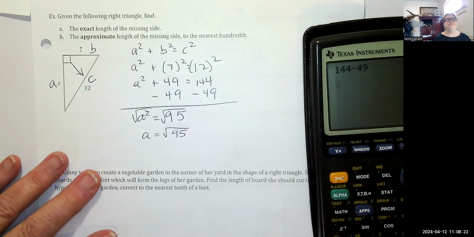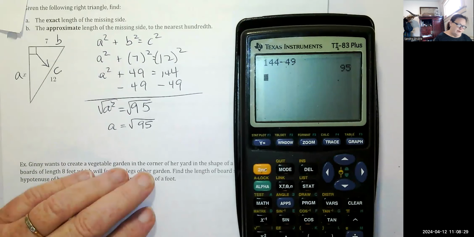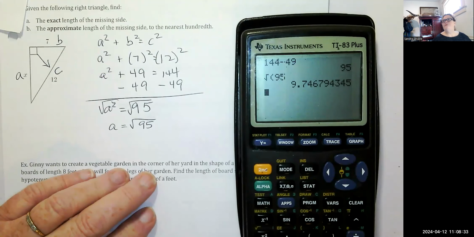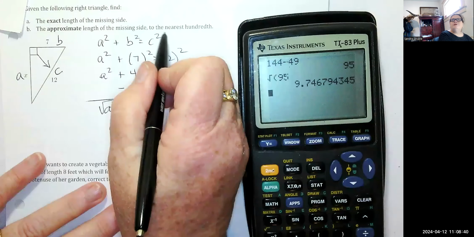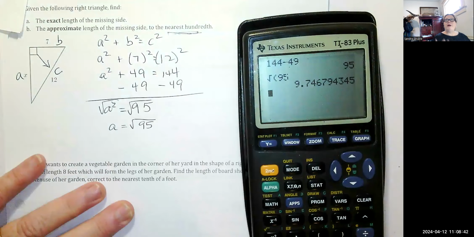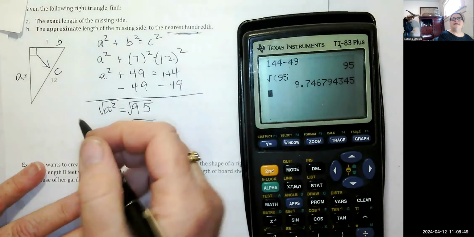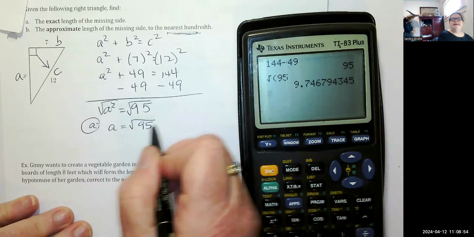So when we take the square root of 95, that's going to give us an approximate answer, and I'll show you why. The square root of 95 is 9.74679435, and that keeps going. It keeps going. And we want it to round to the nearest hundredth. So when we round something, we are no longer giving an exact answer. We are then giving an approximate answer. So this is the answer for A, that is our exact answer.